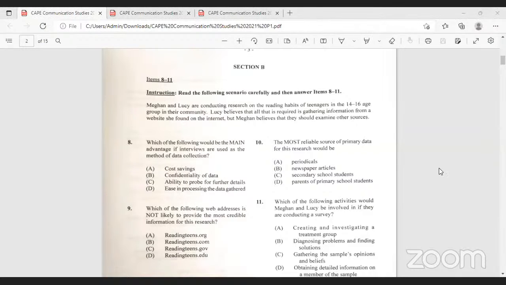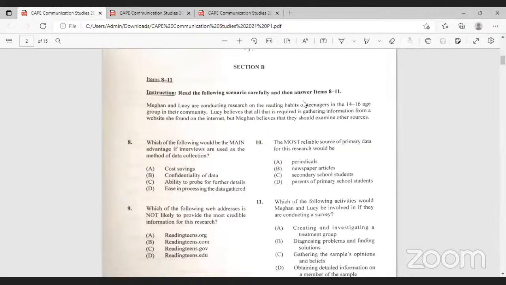9, which of the following web addresses is not likely to provide the most credible information for this research? Is it readingteens.org, .com, .gov, or .edu? B. Answer is B. Organization, com is any like commercial website, gov is a government organization, edu is educational.